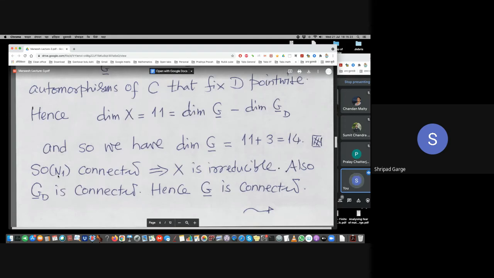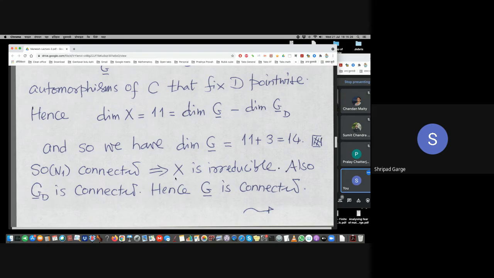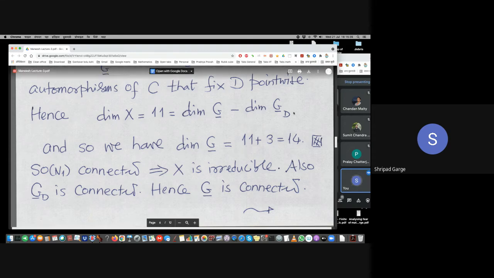And further, SO N1 is connected because SO is connected. So X is a homogeneous space for SO N1, so X is irreducible. And G bar D, a group of type SL2, is connected. So the whole group G bar is connected. So here we have proved that G bar is a connected algebraic group of dimension 14.